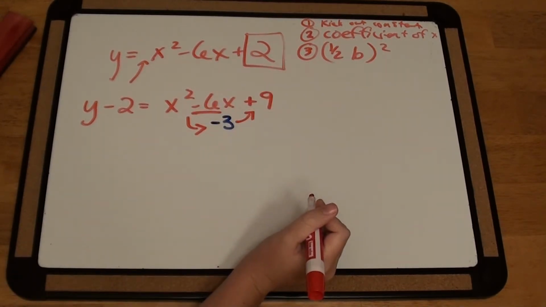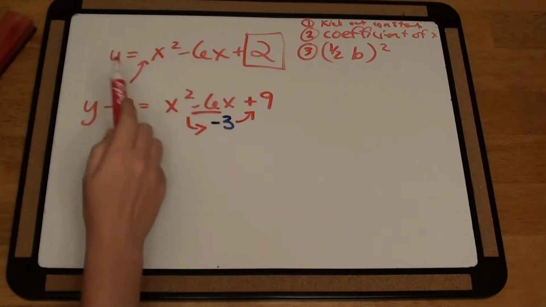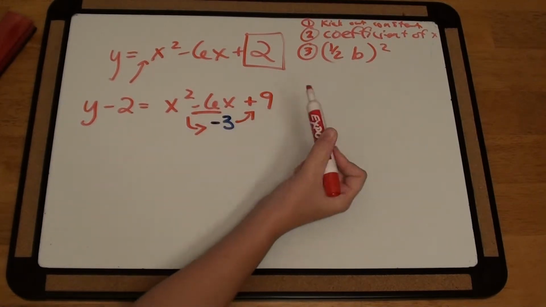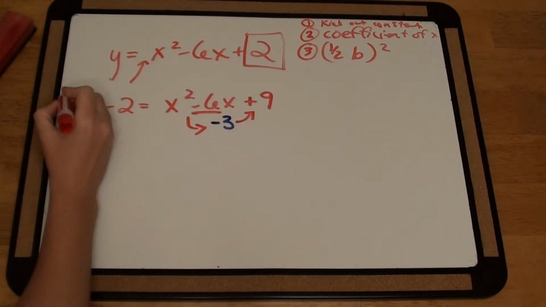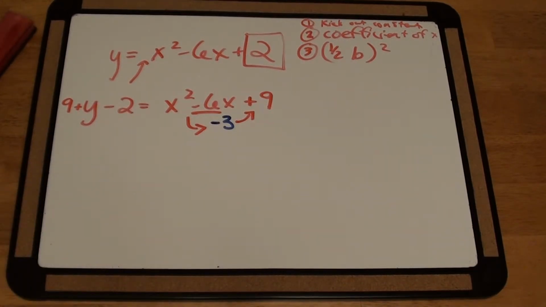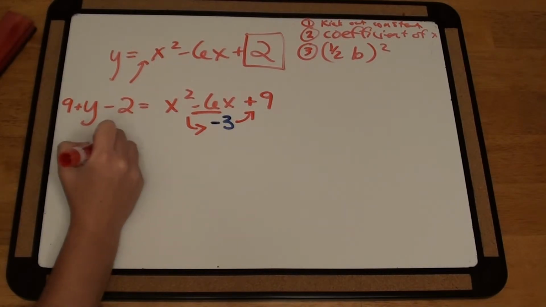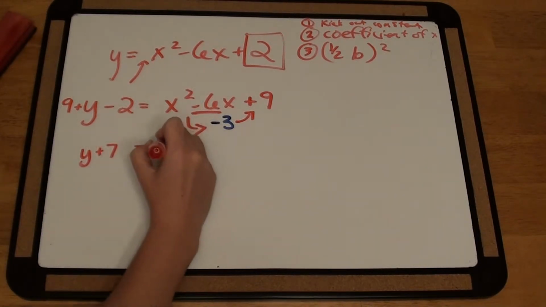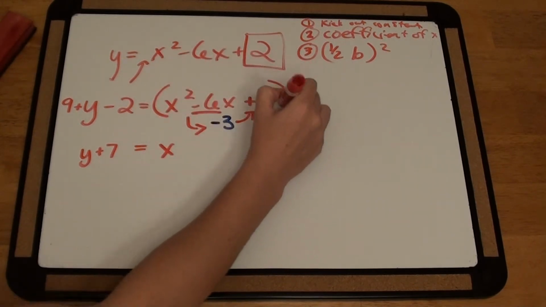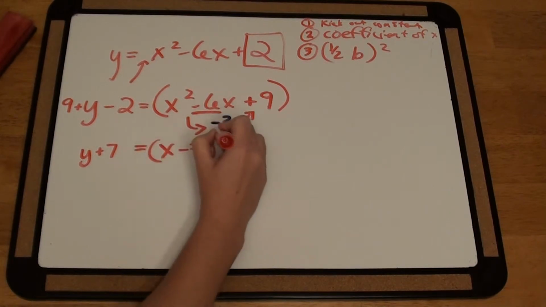Now, the thing to remember with this is that before, this equation was balanced, this side of the scale equals this side of the scale. I just added 9 to this side, so I better be adding 9 to this side. If I don't, my scale will fall out of balance, and that will be a problem. So now what do I have? I have y plus 7 equals x, and if I were to take this, I could factor this down to x minus 3 squared.